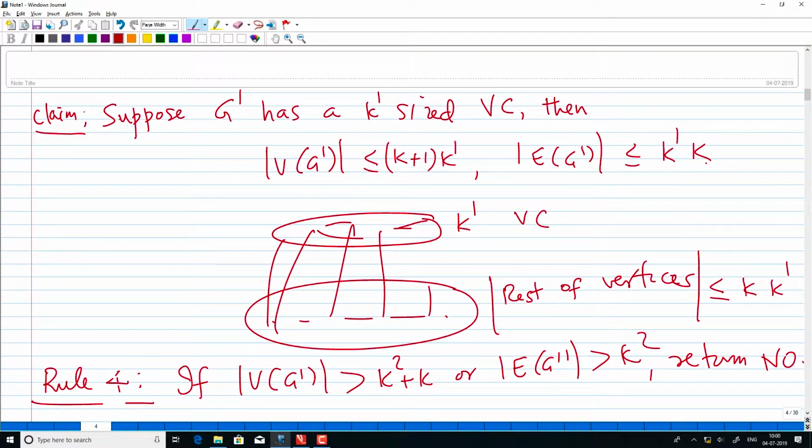So my rule number 4 is, after I have done these 3 rules, I'll count the number of vertices and number of edges. If it's too large, I'll say no, the answer is no. Otherwise, I have a new graph. I haven't solved the problem yet, but solving was not my goal anyway. Remember, my goal was to move from G to get a G prime.